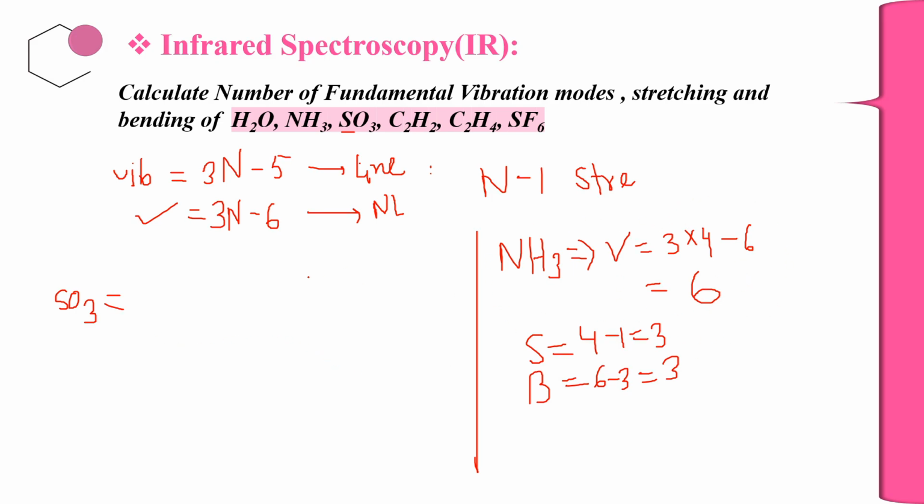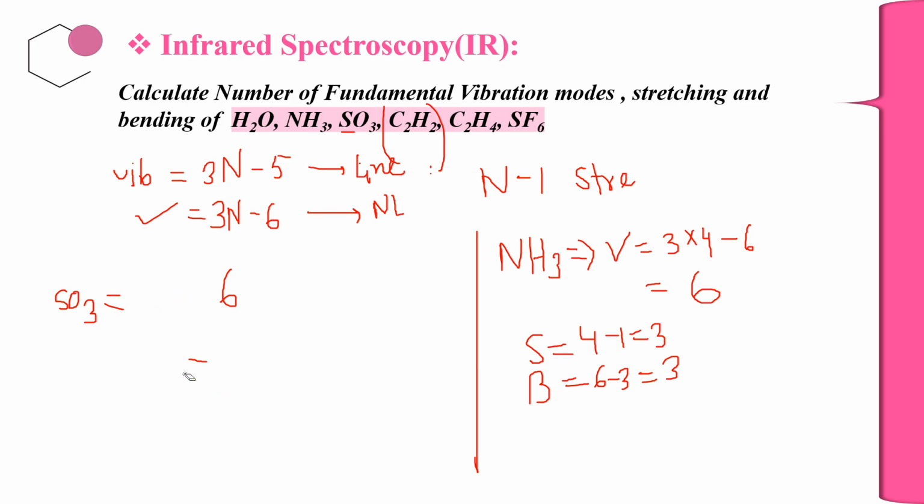For the case of SO3, it is similar to NH3. It also has V equal to 6, and the stretching mode is 3, and bending mode is also 3, similar to NH3, because it also has 4 atoms. That means N is 4 and it is a non-linear molecule. Okay, now the C2H2, this is interesting because as we know acetylene is a linear molecule.